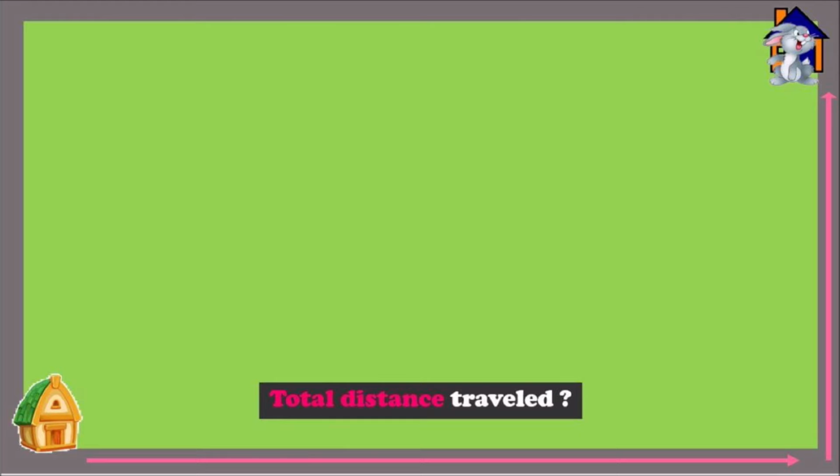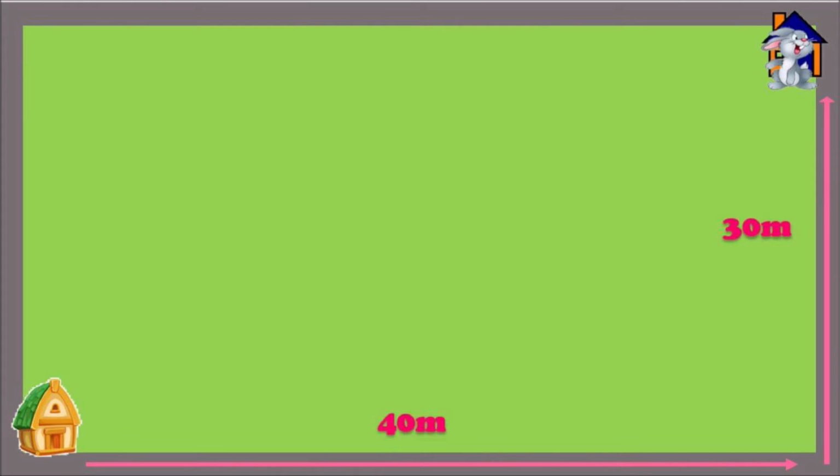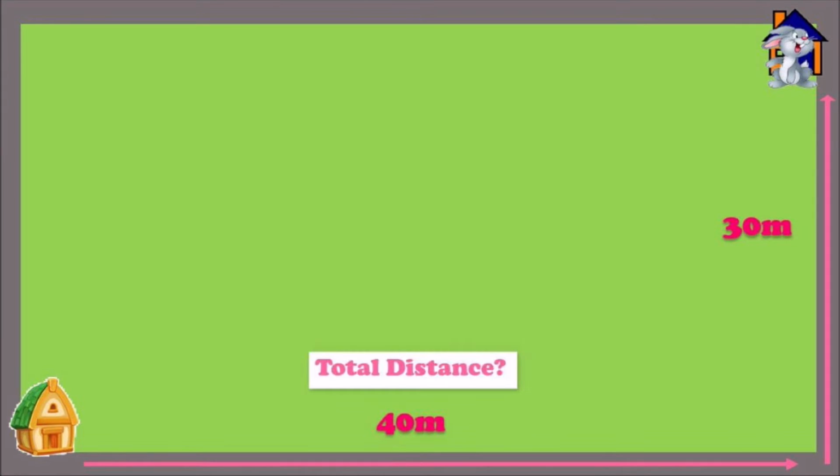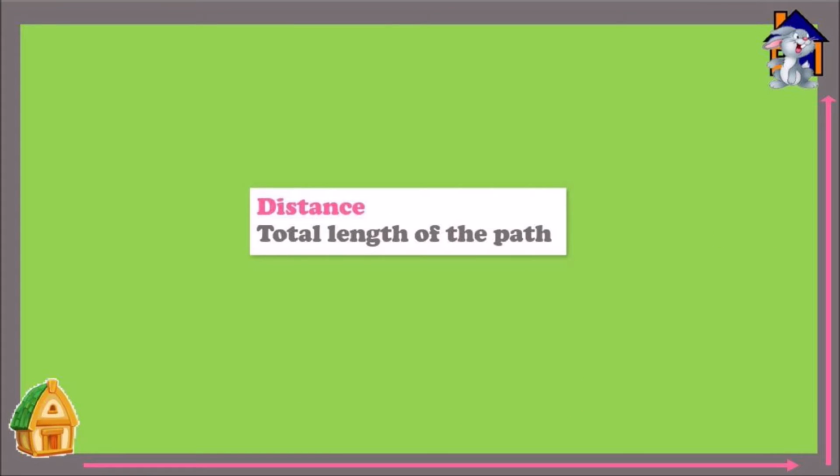Now, how will you practically measure it? That's right. Now, let's say this length is 40 meters and this length is 30 meters. So, what is the total distance traveled? It's going to be 70 meters, and distance is defined as the total length of the path traveled.